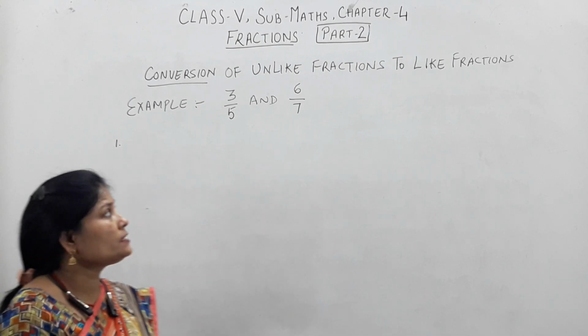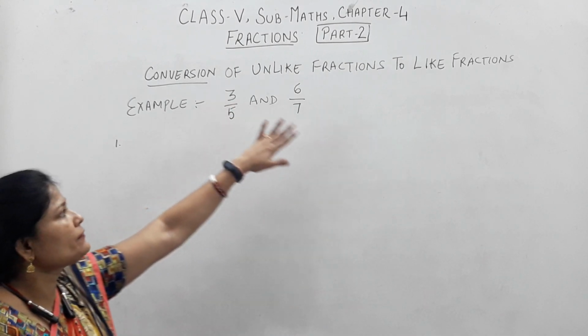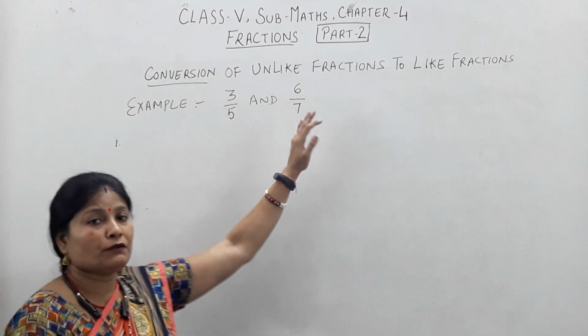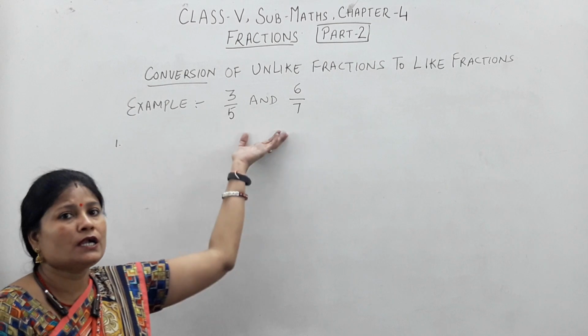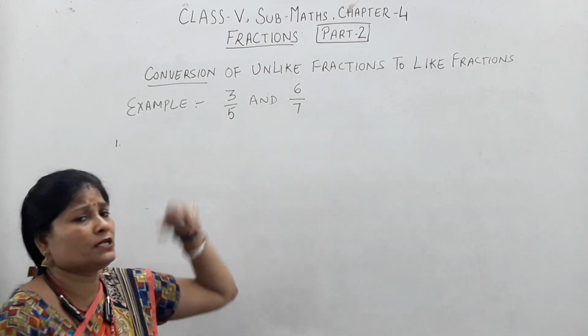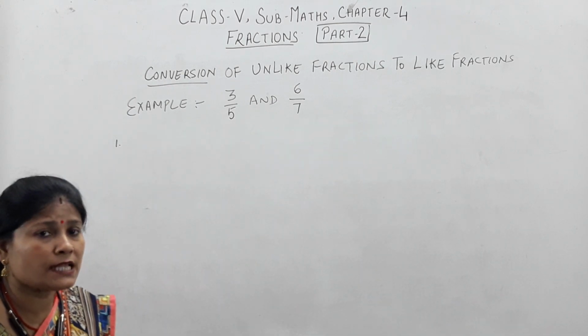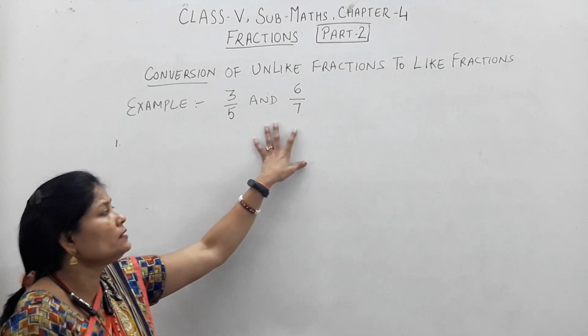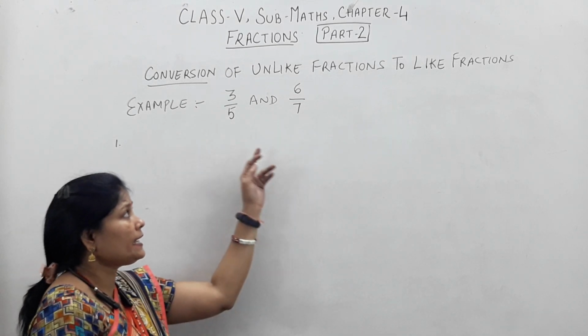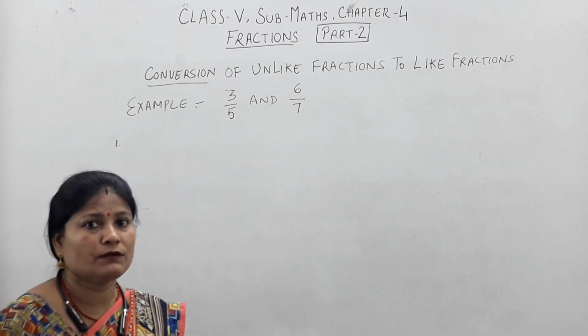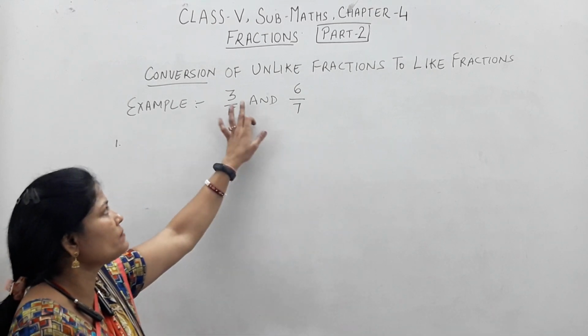Yes children, see, now we are taking unlike fractions. So unlike fractions are given in the problem. So how can I add or subtract? I can't do any operation with both of the fractions. So my first step is to convert these fractions to like fractions. For converting to like fractions, two methods are there. First is by doing cross multiply.